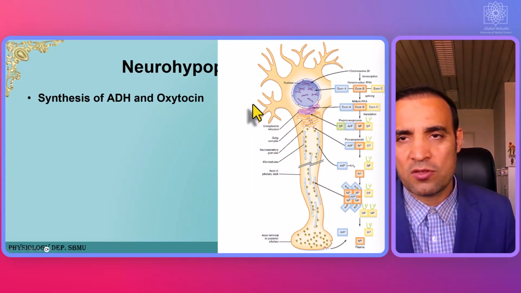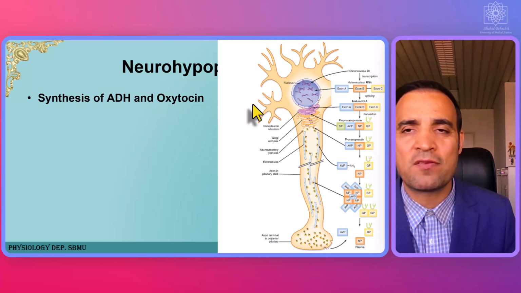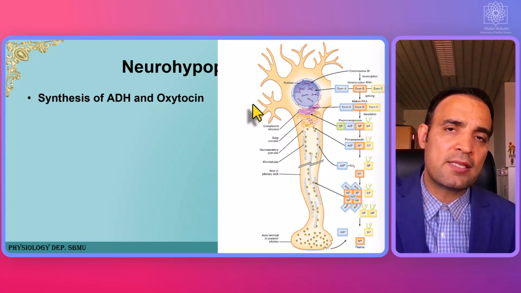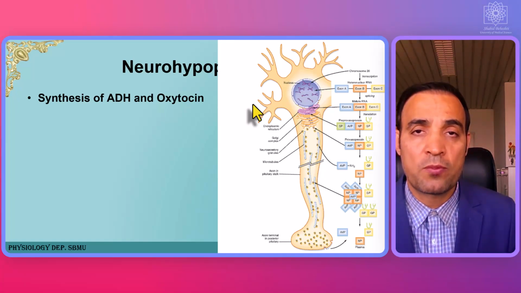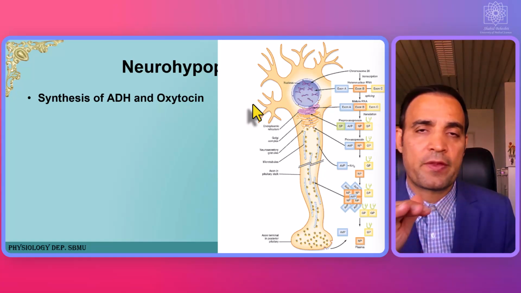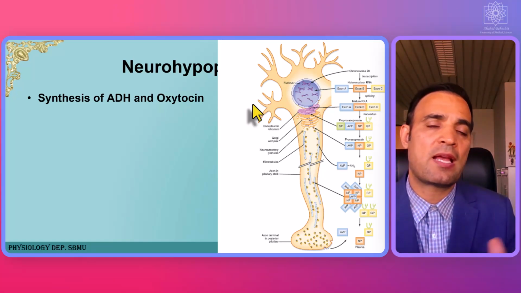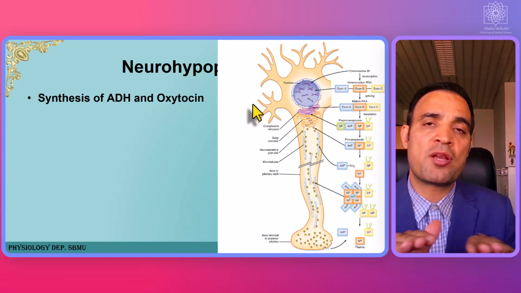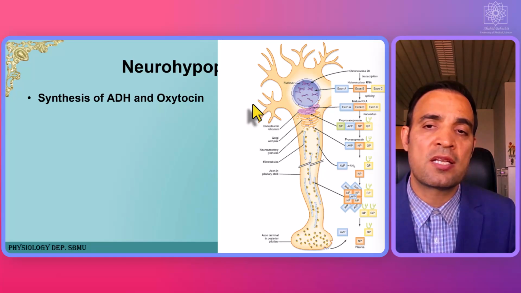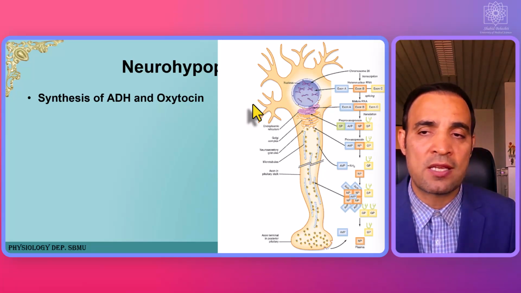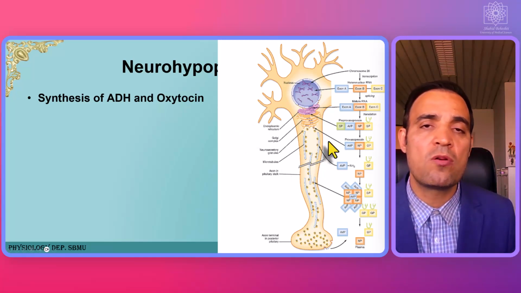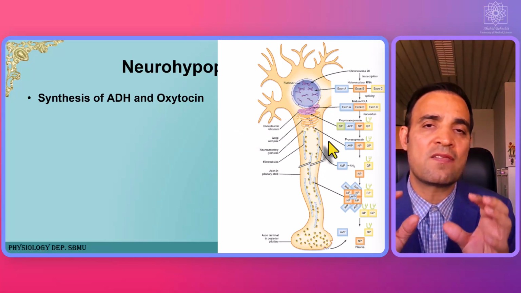If you have a look at this schematic figure, this shows a neuron whose cell body is placed in the hypothalamus. When alternative splicing happens and the messenger mRNA is produced, then in the endoplasmic reticulum the protein is synthesized, and then you see the provasopressin or prooxytocin is stored inside the vesicles.